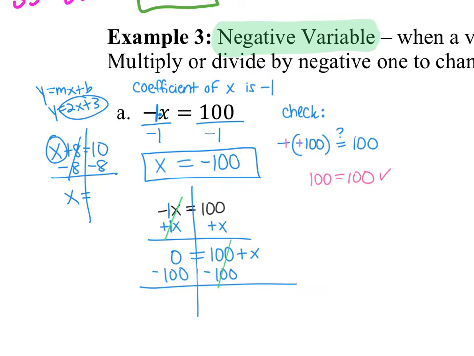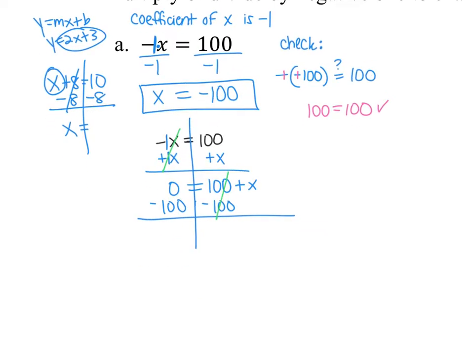And again, this time I don't have to write 0 because I'm going to just write x, since I actually have that x left over. Okay, then on this side, 0 minus 100 is negative 100. And then look, there's my answer. X is equal to negative 100. I hope that you see the first way is a lot easier, but that doesn't make this way incorrect. It just takes more steps.